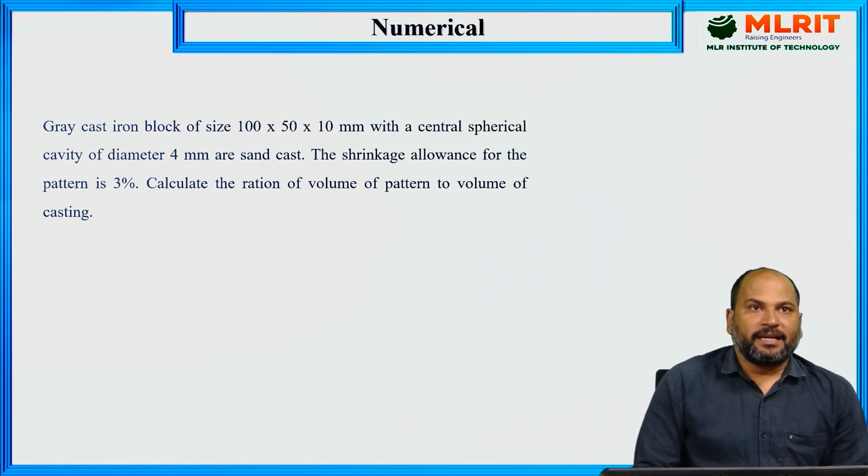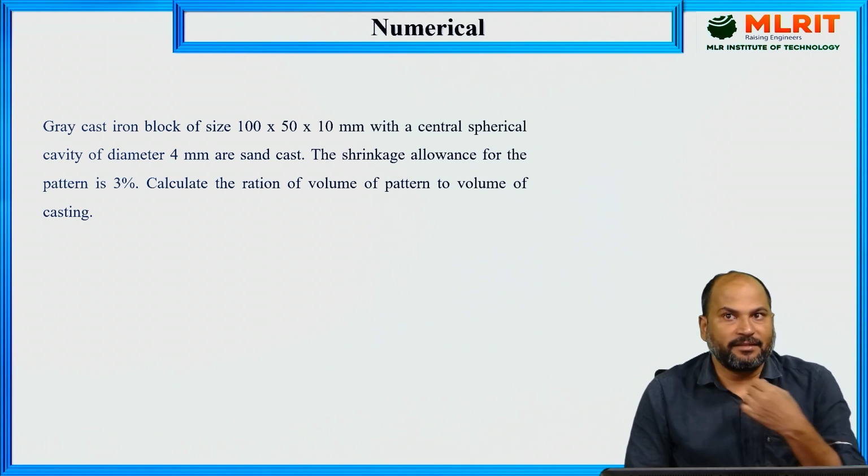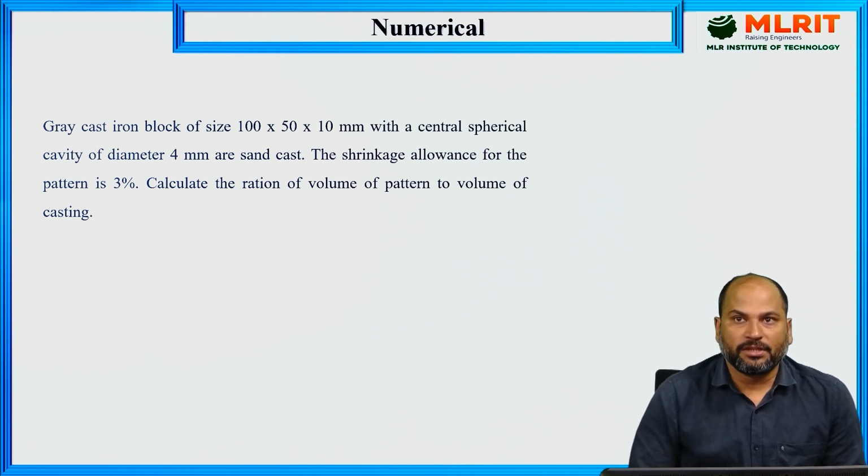We'll take the second example. This is also based on allowances, but there is a slight difference. It is a hollow section. So generally there is confusion among the students on how to solve this kind of problem. That is the reason we have taken this second numerical. But this is also based on allowances, just to emphasize the concept of the allowance.